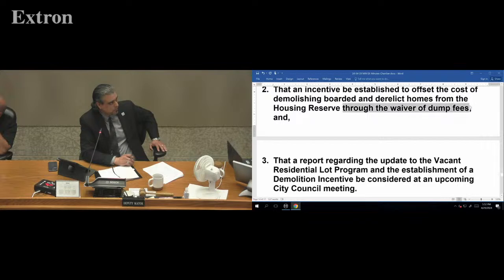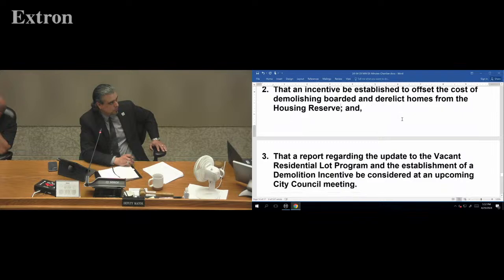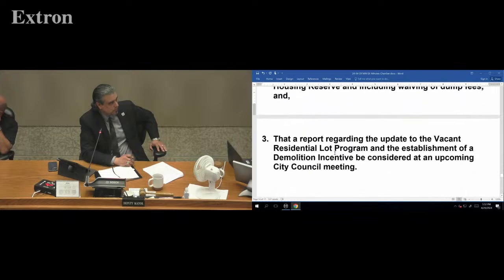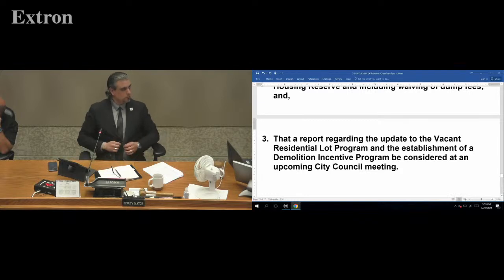And include waiving dump fees. Okay. And then number 3, that a report regarding the update to the vacant residential lot program and the establishment of a demolition incentive program be considered at an upcoming city council meeting.